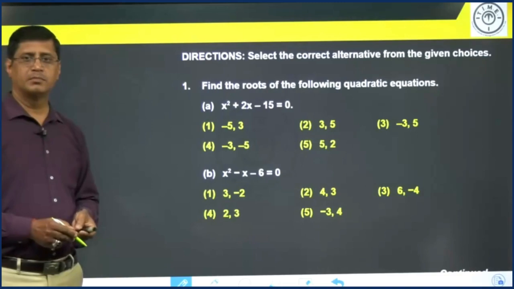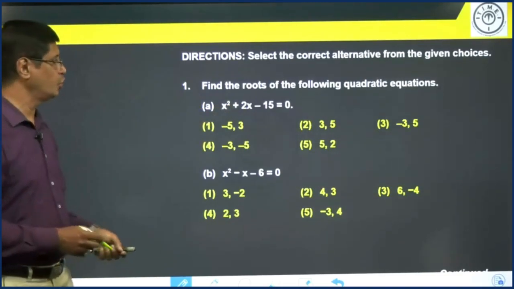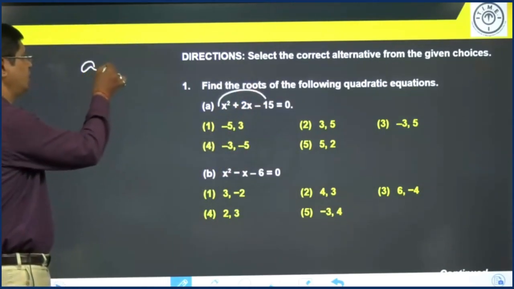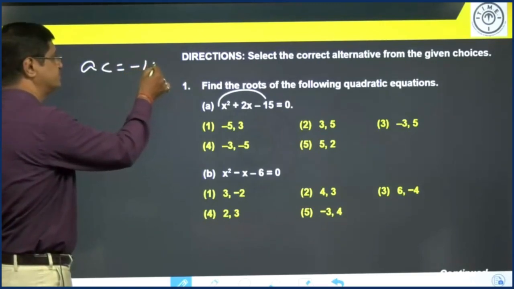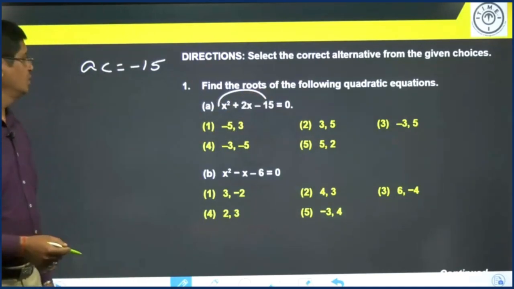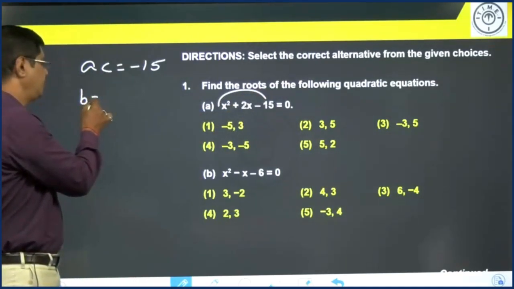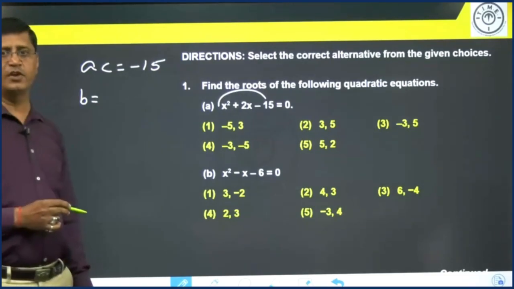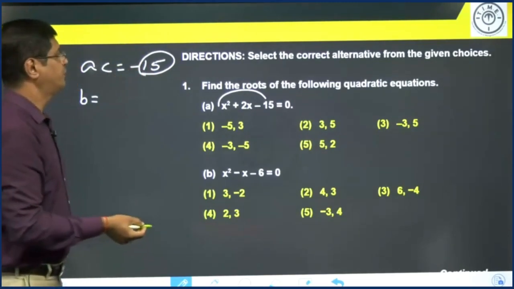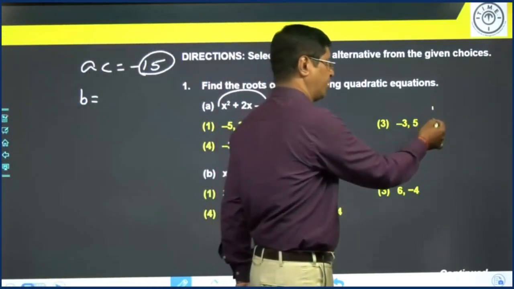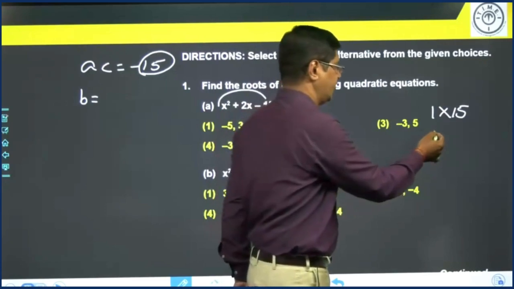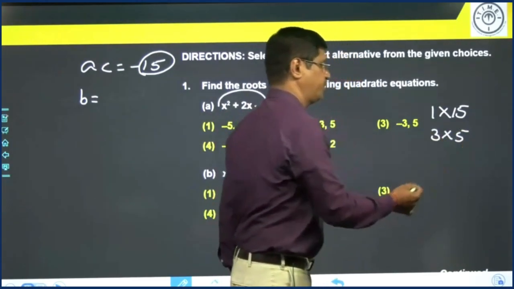X square plus 2x minus 15 is equal to 0. So what is a into c here? A into c is a negative value. Am I right? A into c is minus 15. So what will be the value of b? B is the difference of the two factors. Now 15, in how many ways can we express 15? We can express 15 in different ways. That is 1 into 15, and the next 3 into 5.